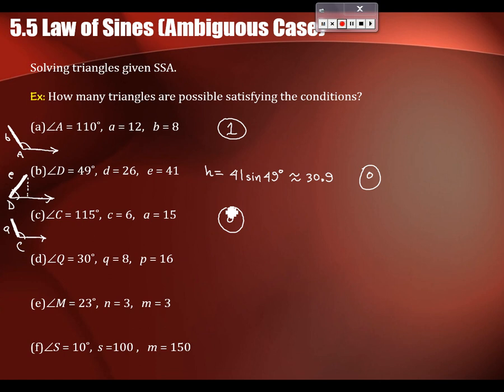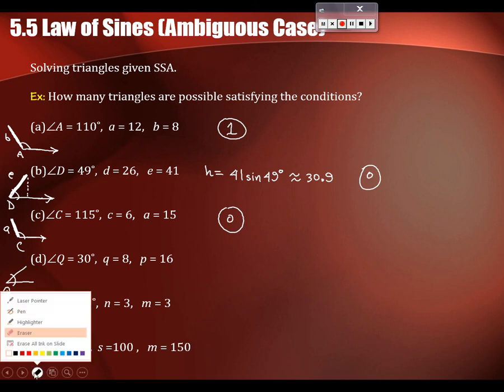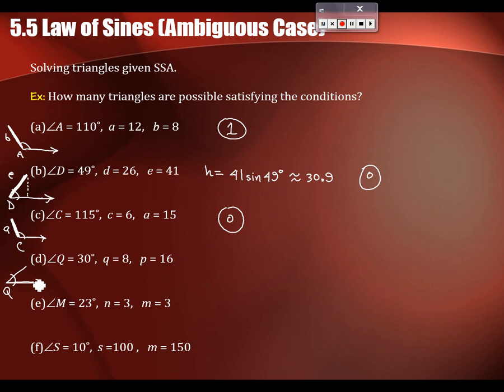What about part D here? We got angle Q, which is 30 degrees. This is side P, and we don't know how long this is. This is 16 units long, side P.